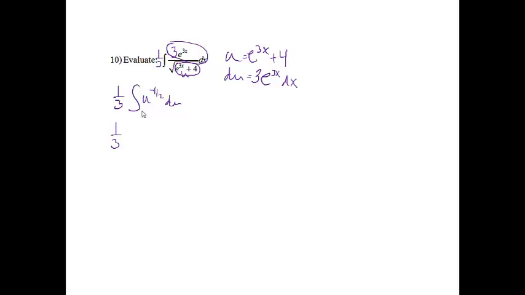I have 1/3. The integral of u to the negative 1/2, remember we're just going to increase our power by 1. That will increase it to 1/2. The reciprocal of 1/2 goes on the outside. And so I'm going to have 2/3 the square root of my u, which is e to the 3x plus 4, and then plus c.